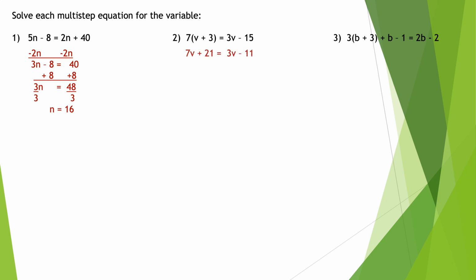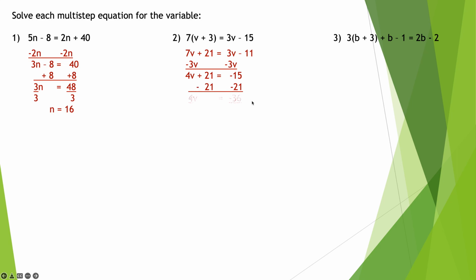7 times v is 7v. 7 times 3 is 21. Equals 3v minus 15 is what it should say. Of course, I wrote negative 11 there, and I should not have done that. Negative 3v from both sides, 4v plus 21 equals, and now notice I did put the correct negative 15 there. So sometimes I just miss a step when I go back. I should have changed everything to negative 15. I only changed the 1. You'll notice this is based on a previous slide.